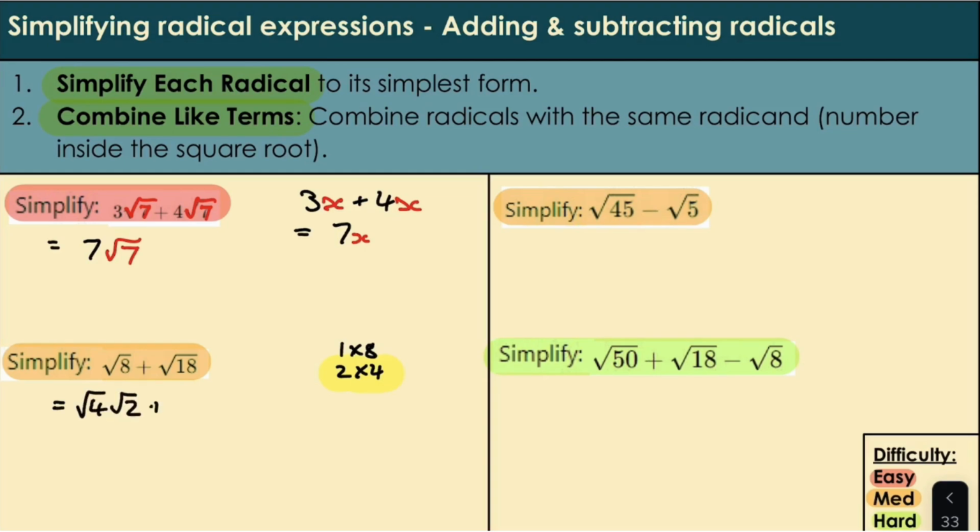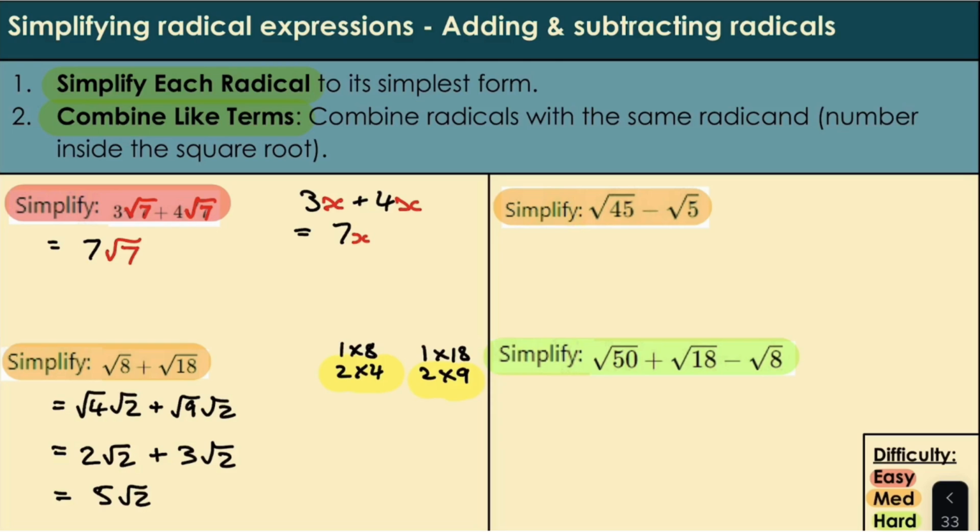Now my second radical is root 18, so I have to think of factor pairs for 18. Do I see a square number? Yes, again I see my square number 9. So I break it as follows. Now I know that the square root of 4 is 2, and I still have my root 2, and I know the square root of 9 is 3, and I still have my root 2. Like question 1, I have 2 groups of root 2 plus 3 groups of root 2, which is 5 groups of root 2.